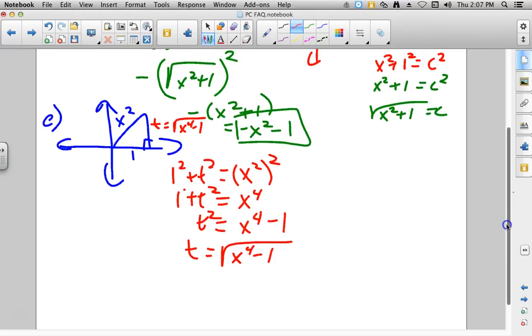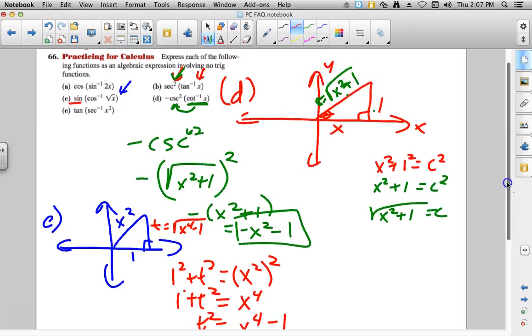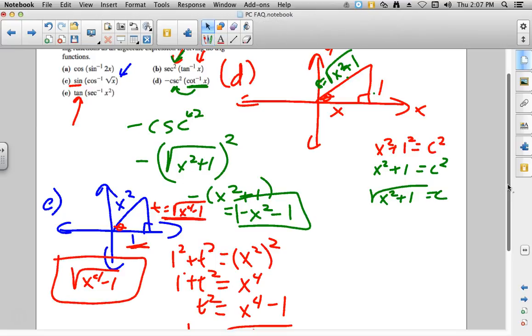Now let's go back, because those were the innermost parentheses. That was the setup. And for E, it says, okay, once we've got that, now let's find the tangent. So here's our little angle. Tangent is opposite over adjacent. So opposite over adjacent is going to be the square root of x to the 4th minus 1. Whew, talk about a problem within the problem there.